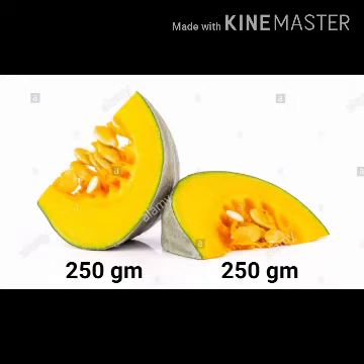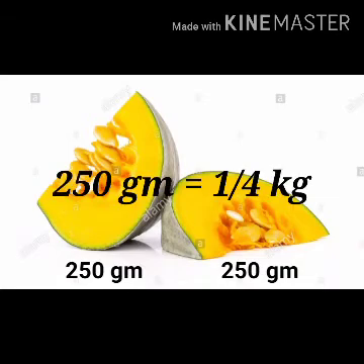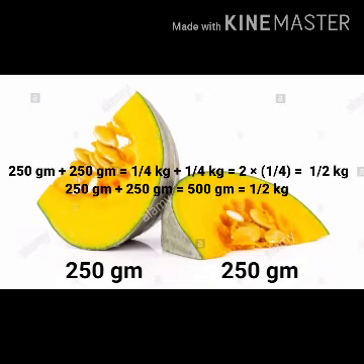Next we want to convert the gram into kilogram. Here we already know that each piece of pumpkin has the weight 250 gram, and 250 gram equals 1 by 4 kilogram. Then 250 gram plus 250 gram equals 1 by 4 kilogram plus 1 by 4 kilogram. That is 2 times 1 by 4. That is 2 into 1 by 4 equals 1 by 2. That is 250 gram plus 250 gram equals 500 gram, so 2 into 1 by 4 equals 1 by 2.